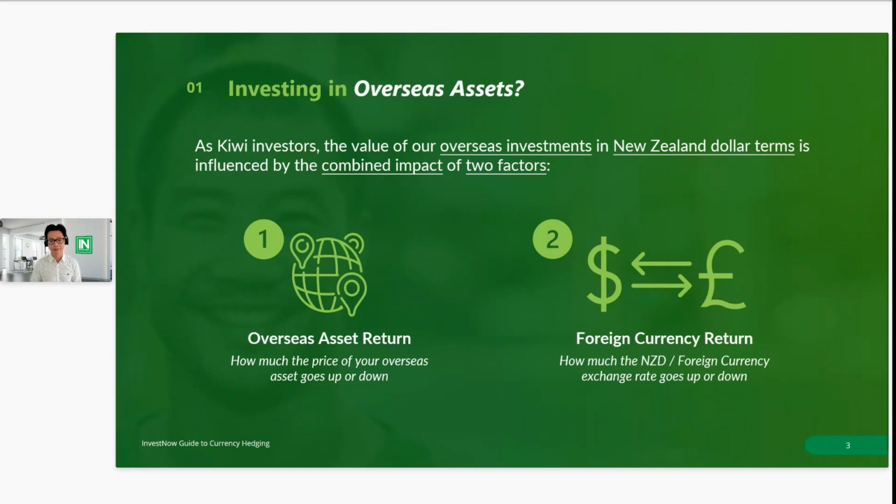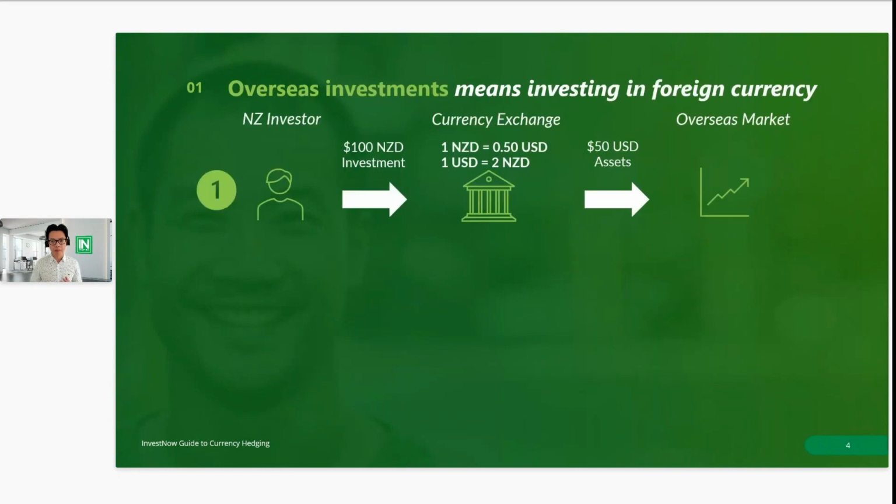based on the foreign currency that you had to exchange in order to get investment exposure to that specific asset. So to better understand this, let's understand schematically what really happens when you, as a New Zealand investor, invest money into overseas assets. Let's say you wanted to put $100 New Zealand into the US share market. Well, the US share market is not denominated in New Zealand dollars, it's in US dollars. So you'll need to change your $100 New Zealand into US dollars.